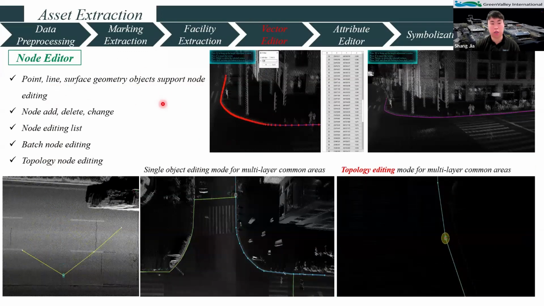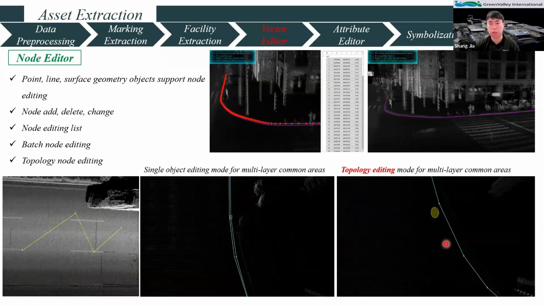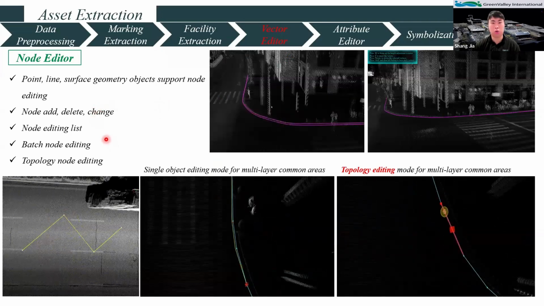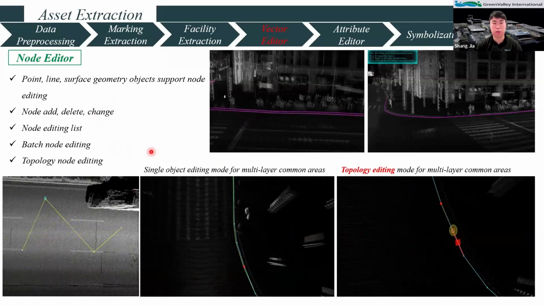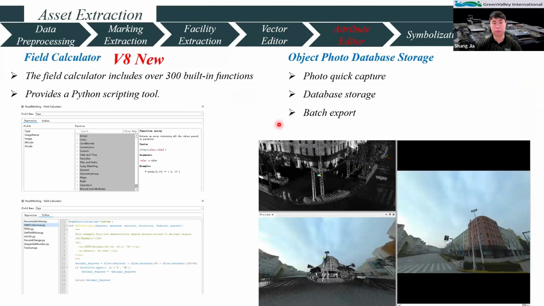And we also have the node editor in case any of the automated extraction is incorrect or incomplete. You can use the node editor to manually edit and fix some of the errors. And then we have the attribute editor, which supports template configuration, as well as field calculator and sorting. So the field calculator includes over 300 built-in functions and provides a Python scripting tool.